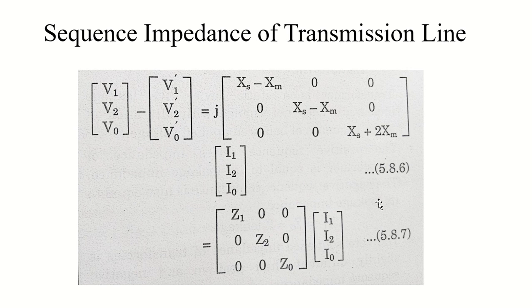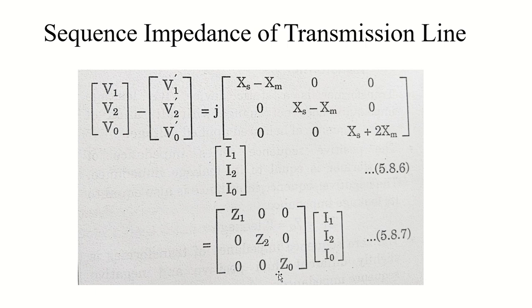And you represent this Xs minus Xm with Z1, this Xs minus Xm with Z2, and Xs plus 2Xm is Z0. And this Z1, Z2 and Z0 are the positive, negative and zero sequence impedance respectively, right? And what does this equation indicate to us? It tells us that equal positive and negative sequence impedances are present here. Z1 and Z2 values are equal.